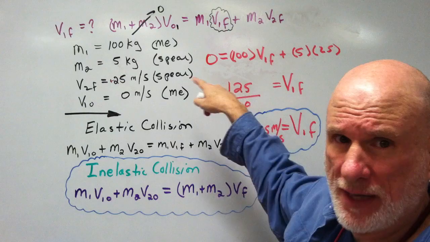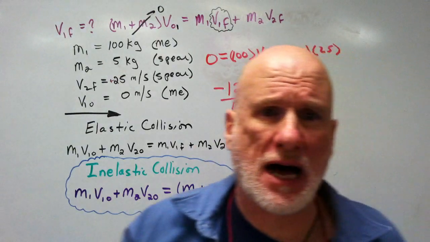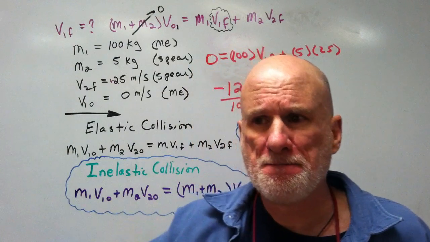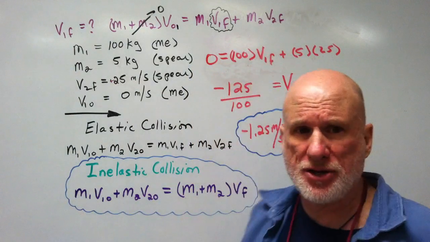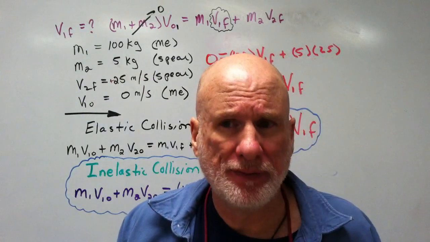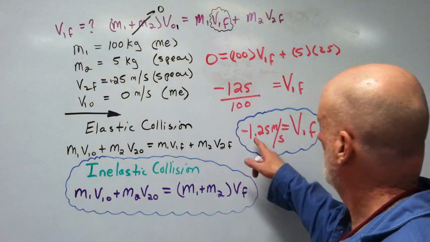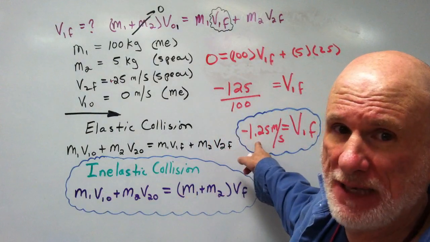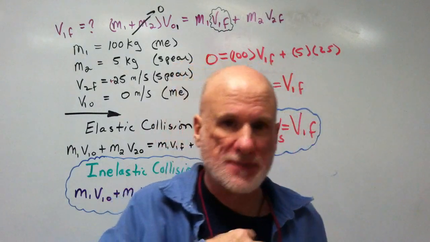So solving this, 5 times 25 is 125. Subtract that from both sides. Divide by 100. I get negative 1.25. Negative 1.25 meters per second is going to be my velocity. That's my velocity.